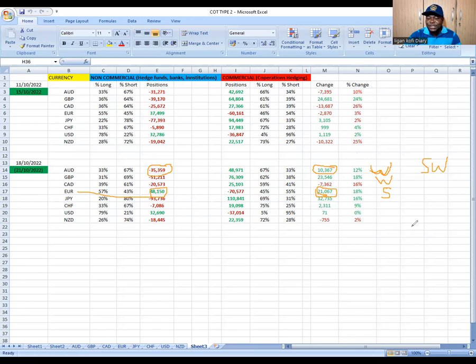You should be looking at what? Buy, because Euro is strong and then AUD is weak. So Euro AUD, you are looking for what? Buy. Euro GBP, which is weak, weak. Euro GBP, you are looking for what? Buy.